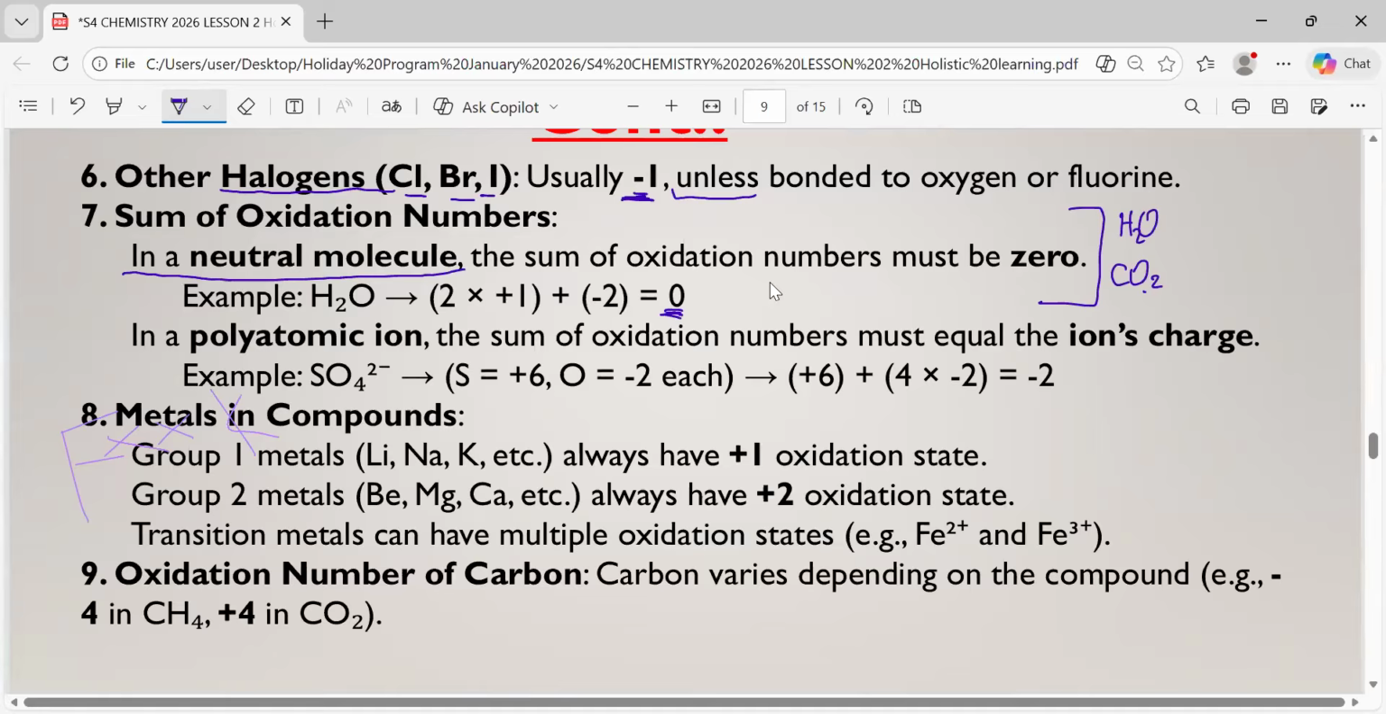Have you understood that one? I'm processing. Oh, you're processing. Okay. But as you process, you recall there's somewhere where we talked about simple ions. Yeah?